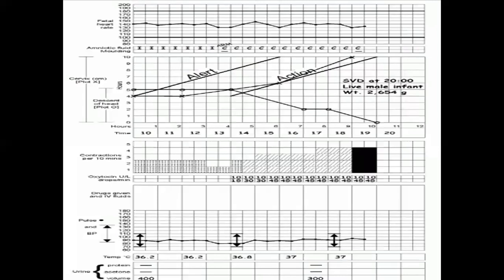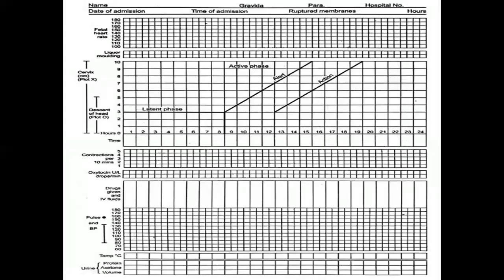So this is the image of some partographs which are used. This is the alert line, action line, and this is the descent of the head. And you can see the labor is going on the abdominal side. So also another partograph in which the latent phase is also shown.